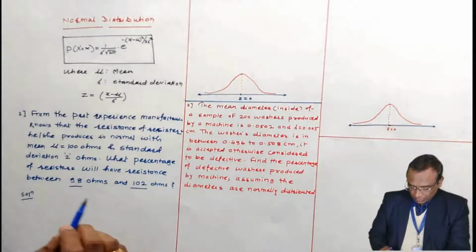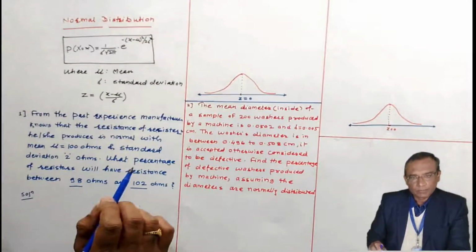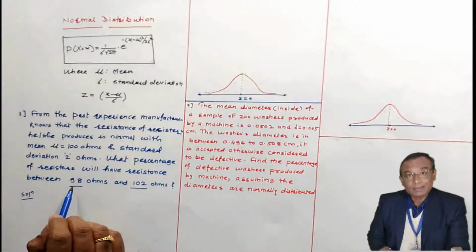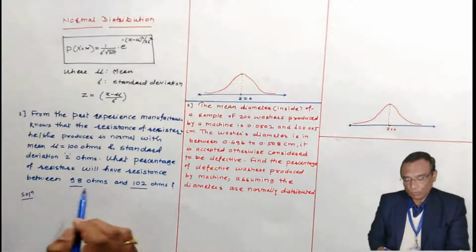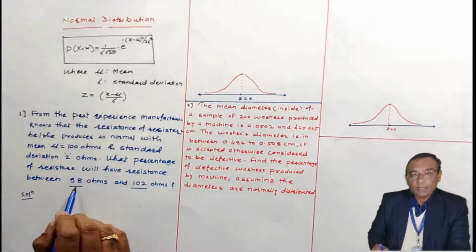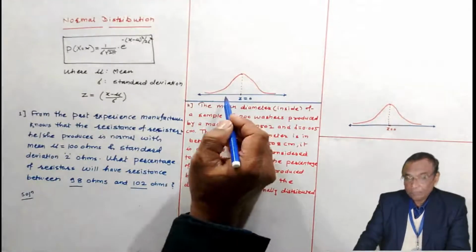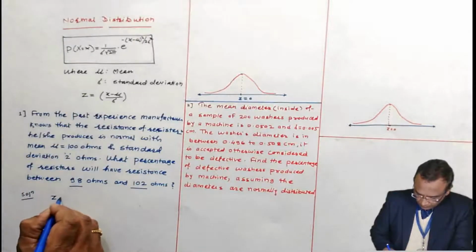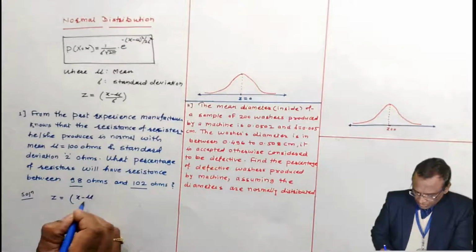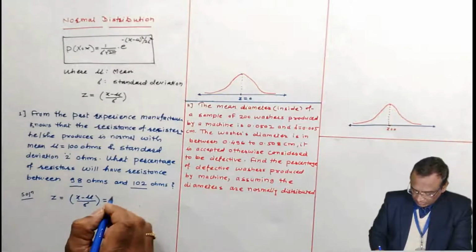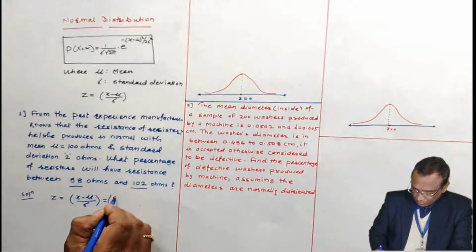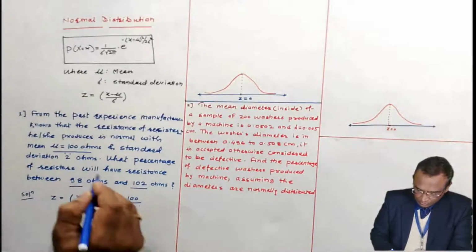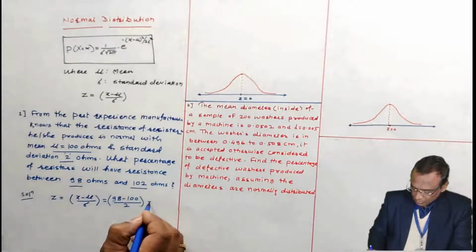The information is available. We want the percentage of resistors having resistance between 98 ohms and 102 ohms. Now I have to map 98 and 102 to z values. For that purpose, I am going to use the formula z equals x minus mu by sigma. Taking x as 98, mu is the mean, 100, and the standard deviation is 2, and it comes to be minus 1.